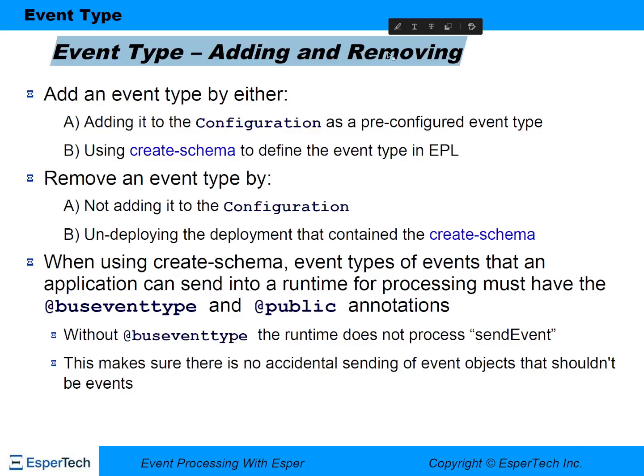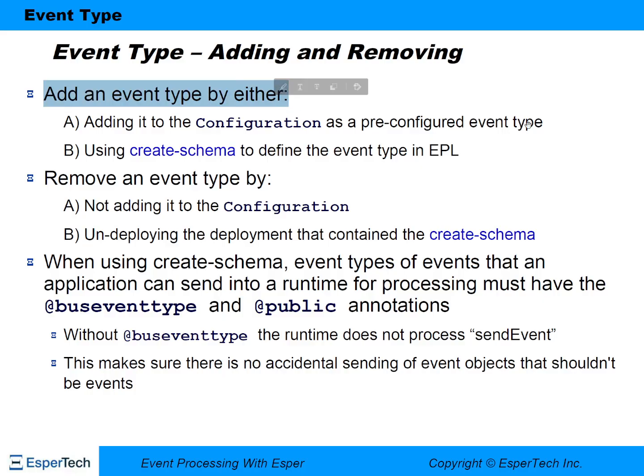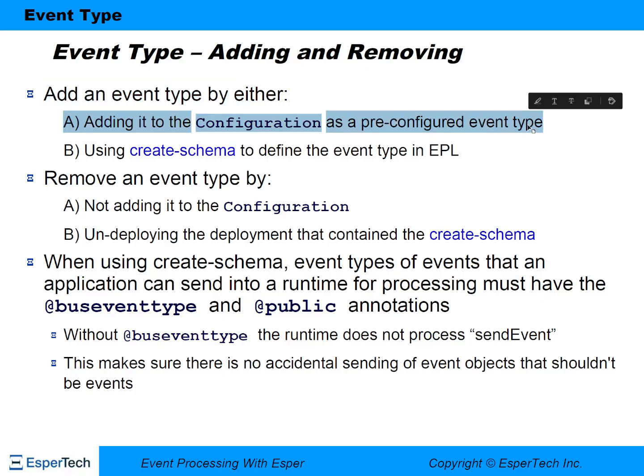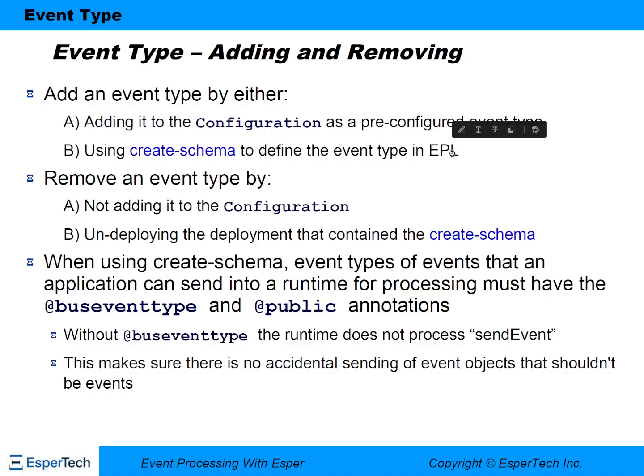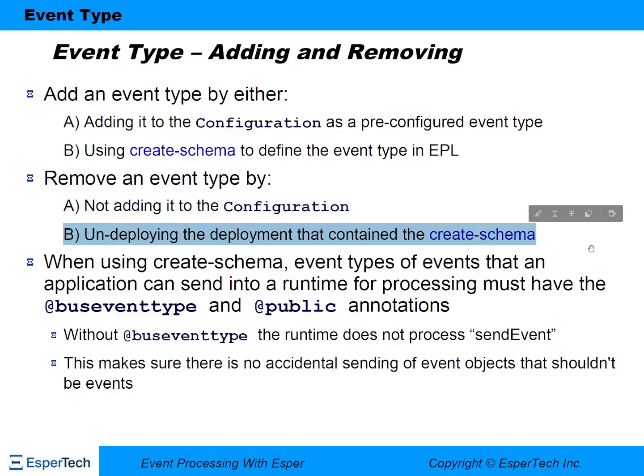Let's review the details of adding and removing event types. You can add an event type by either A. Adding it to the configuration as a pre-configured event type. B. Using create schema to define the event type in EPL. You can remove an event type by A. Not adding it to configuration. B. Undeploying the deployment that contained the create schema.